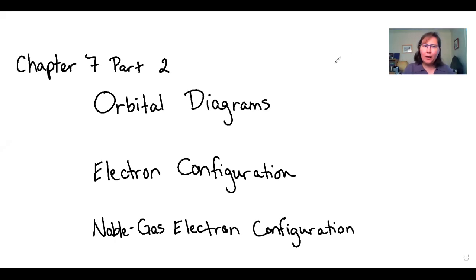Hi there. Welcome back to the second part of chapter 7, our quantum mechanics chapter. What we're going to begin with today are orbital diagrams, electron configuration, and noble gas electron configuration.